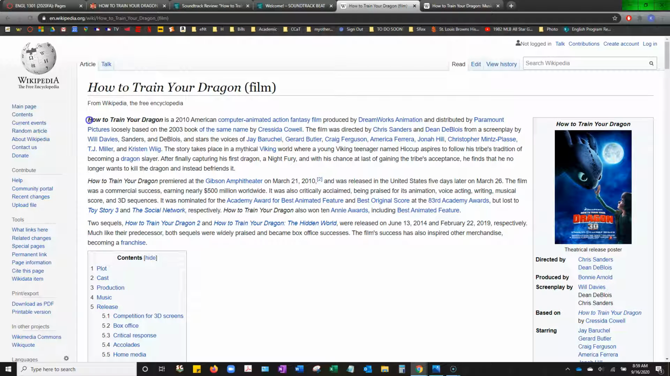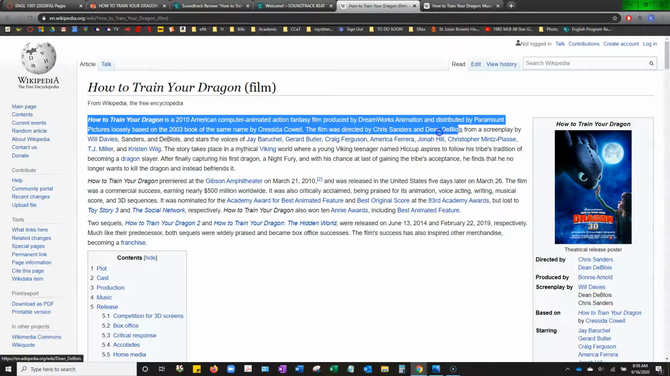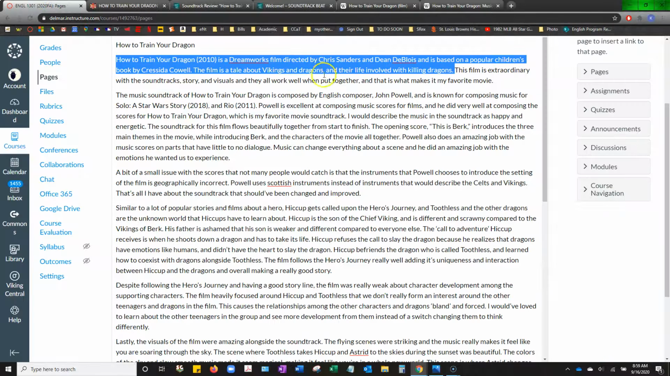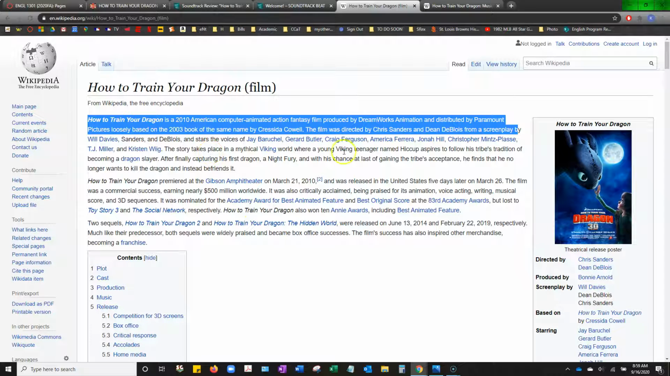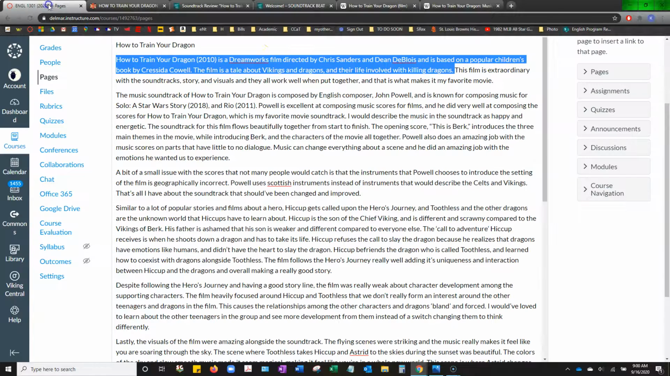I'm guessing it's probably these opening lines from the Wikipedia entry. Mostly based on the book, directed by, based on the book, and directed by. I think it might be sort of maybe paraphrased, summarized from this opening paragraph here.